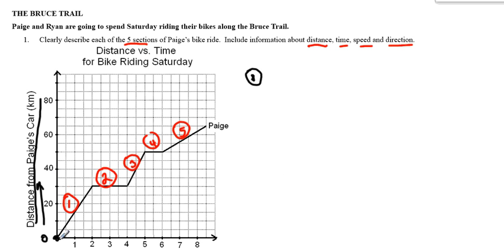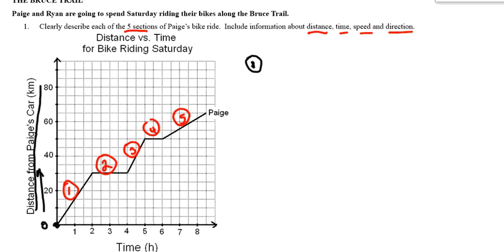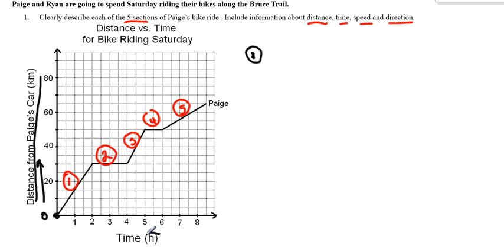I also need to know information about this axis. It says 1, 2, 3, 4. But presumably, there it is. These are times measured in hours. So let's look again at this first section. She starts off at Paige's car, and then she ends up here. So how far did she go? Well, she ended up this far away, and looking at the scale, I can tell that that's 30 kilometers away. And how long did it take her? Well, now I'm going to look down here. I can see that it took her 2 hours.